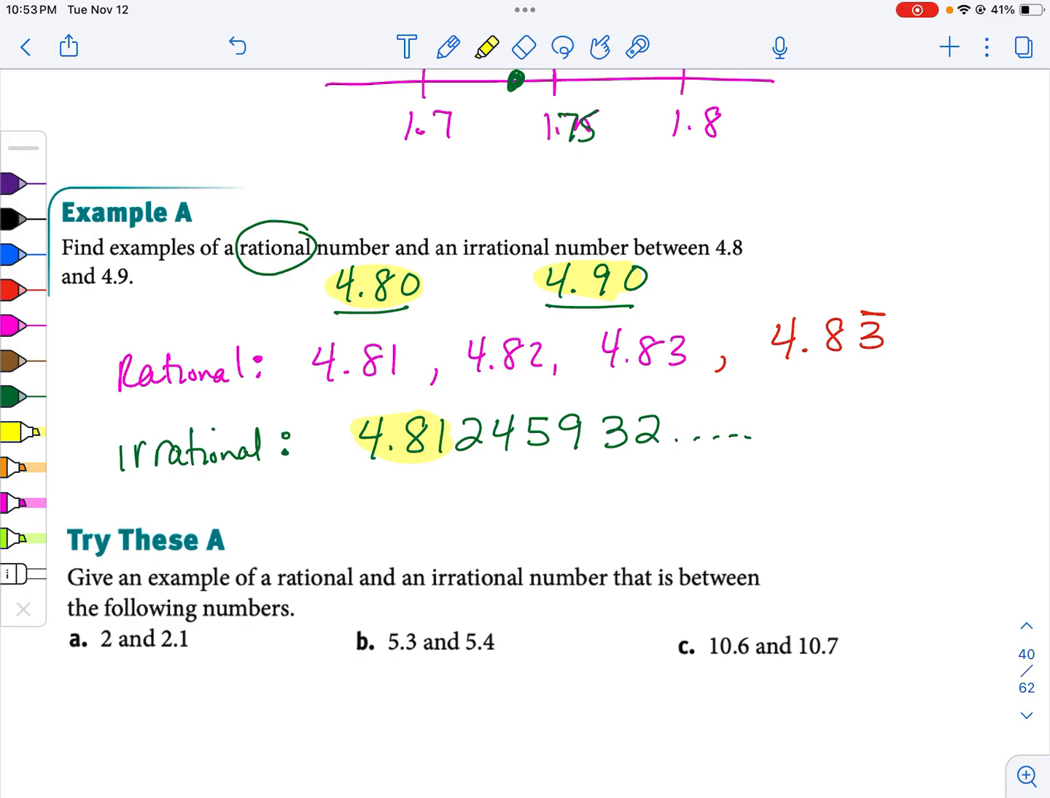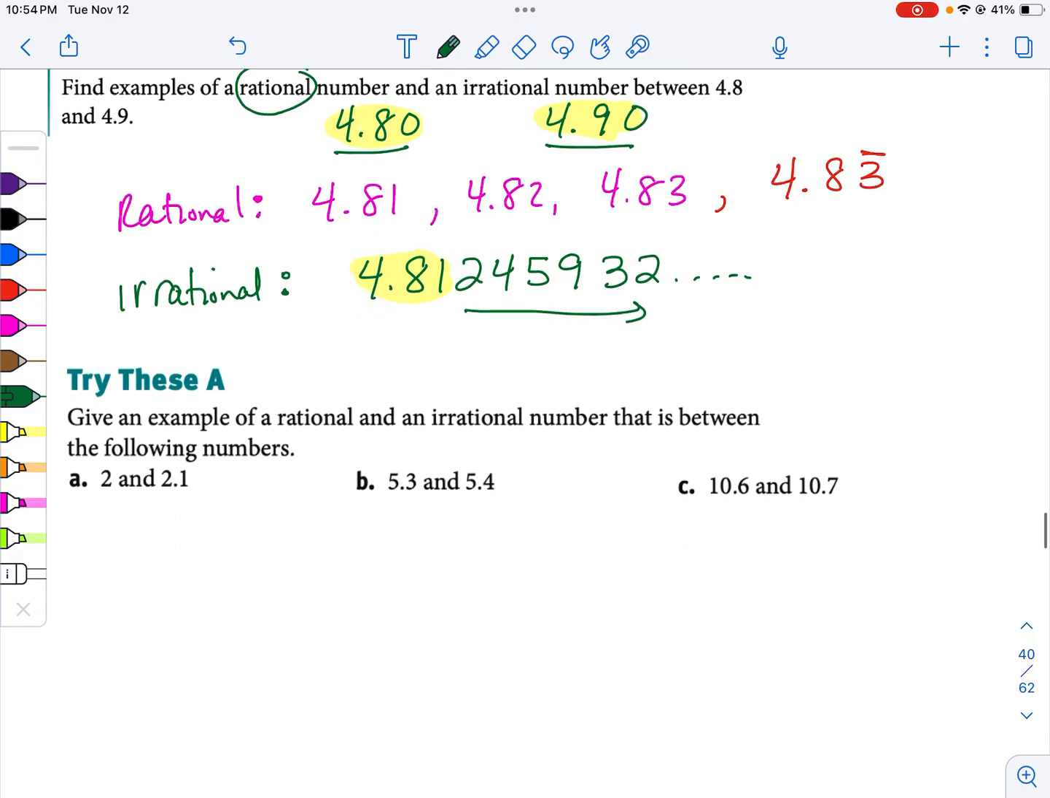Okay, I could have picked 4.82. I could have picked any numbers in between 80 and 90. So it'd be 4.86, 4.87. But the key is that those numbers have to keep going forever, cannot repeat, and cannot stop. So just that dot, dot, dot at the end works perfectly. So if I asked you to come up with your own numbers, there is no way that you guys will pick the exact same numbers. There are so many different rational and irrational numbers in between a set of numbers.